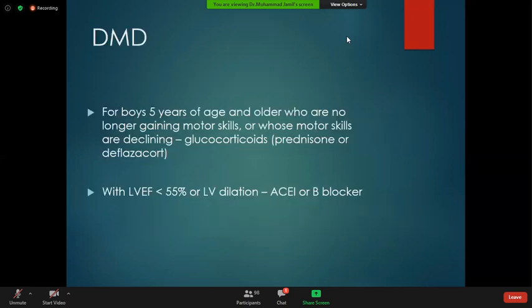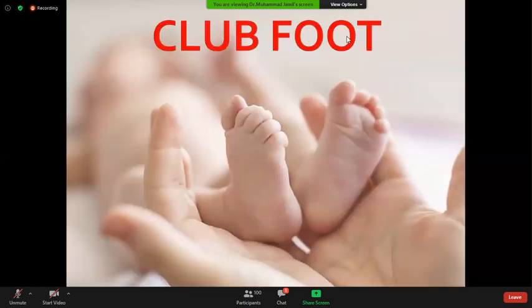For boys 5 years of age and older who are no longer gaining motor skills or whose motor skills are declining, glucocorticoids, cortisone, or deflazacort are given immediately. Okay. With left ventricular ejection fraction less than 55% or left ventricular dilation, a beta blocker or angiotensin converting enzyme inhibitor is given. Okay. The next problem that is very common in patients is clubfoot.